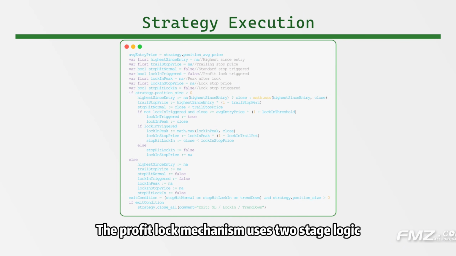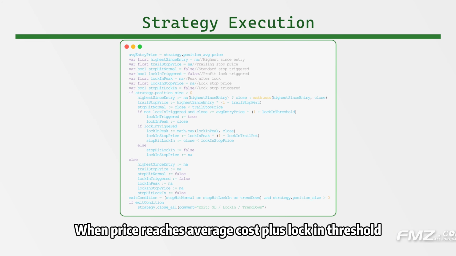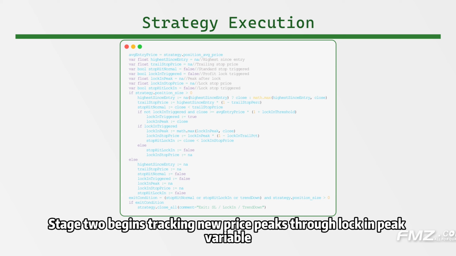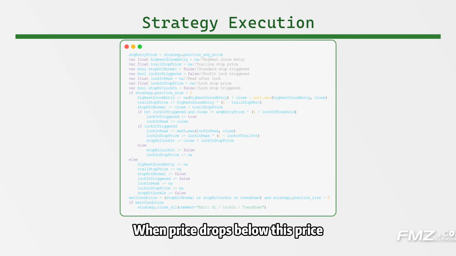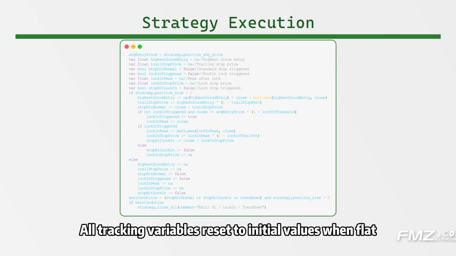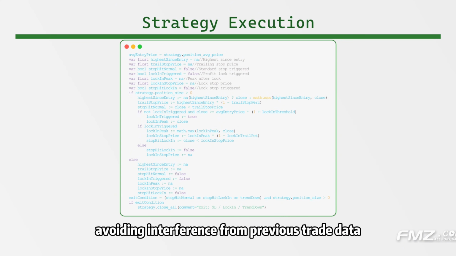The profit lock mechanism uses two-stage logic. Stage 1 monitors profit level through lock-in triggered variable. When price reaches average cost plus lock-in threshold, it activates protection mechanism, marking the strategy's shift from risk control mode to profit protection mode. Stage 2 begins tracking new price peaks through lock-in peak variable, updating lock-in stop price based on the tighter lock-in trail percent. When price drops below this price, it triggers stop hit lock-in signal, ensuring more profit protection during market pullbacks.